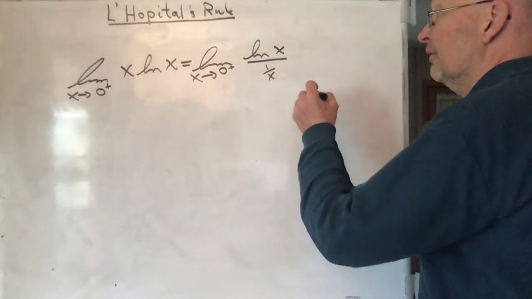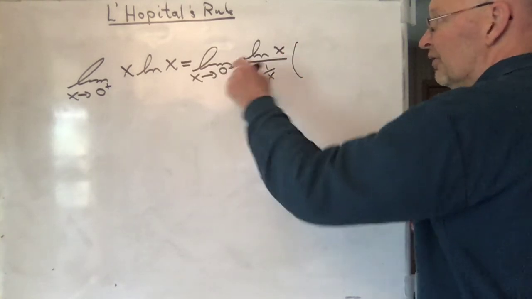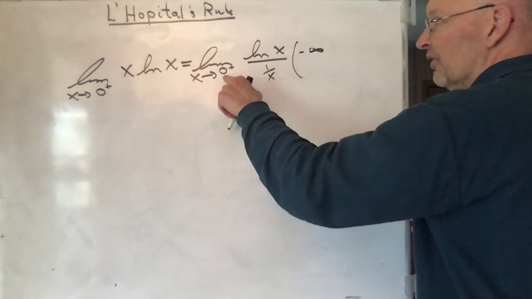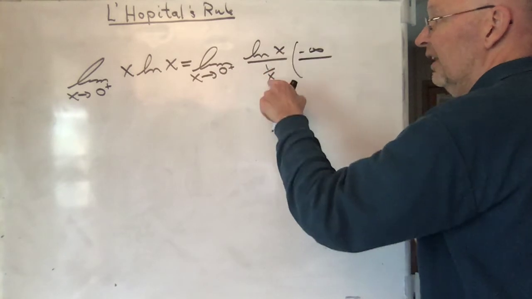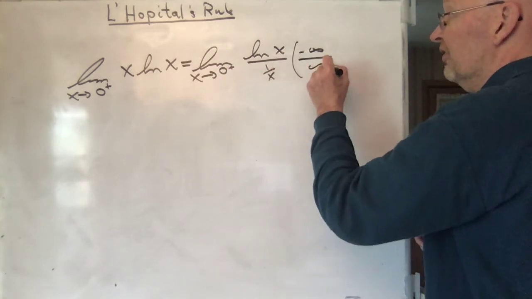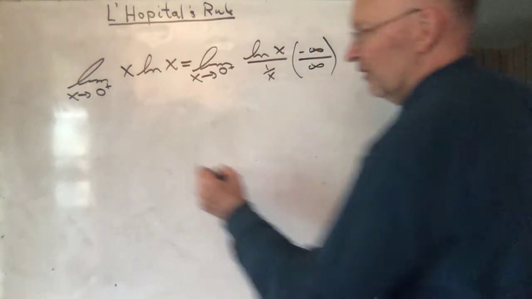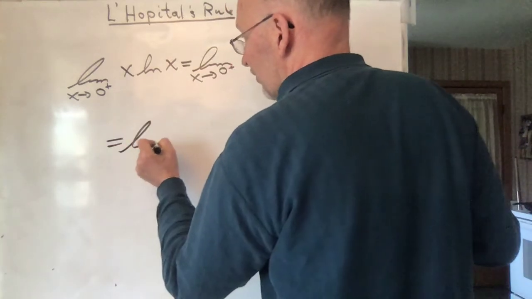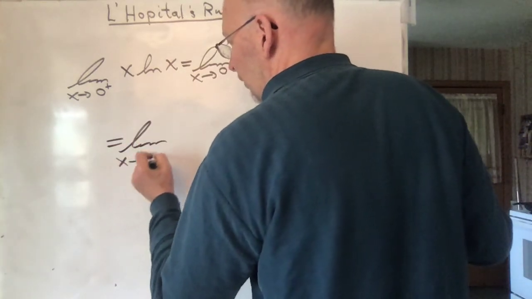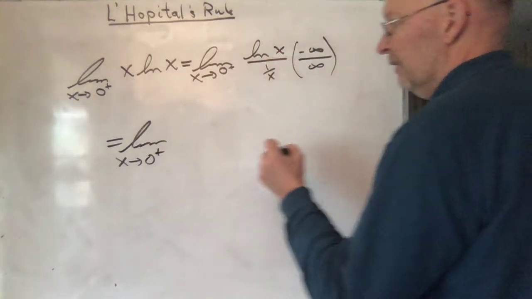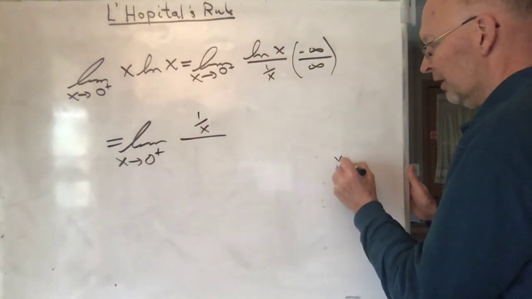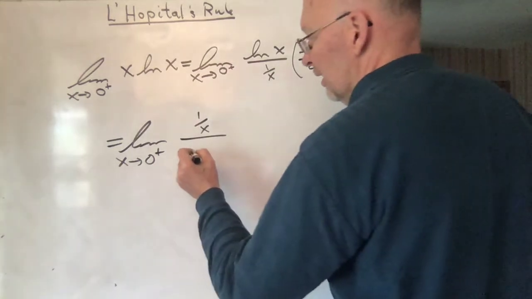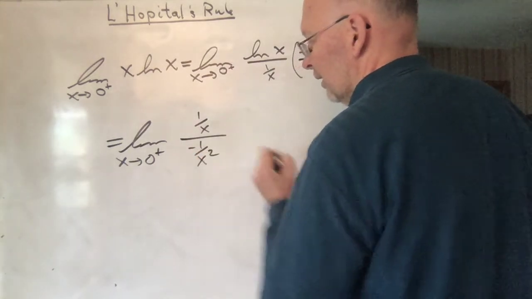Nothing you would ever think of doing, but notice that as x goes to 0, the top goes to minus infinity, and the bottom is going to go to plus infinity. So a great place to use L'Hopital's rule. It doesn't guarantee that it's going to work, but I happen to know that it will. So you take the derivative of the top, and the derivative of the bottom, x to the minus 1, is going to be minus 1 over x squared.